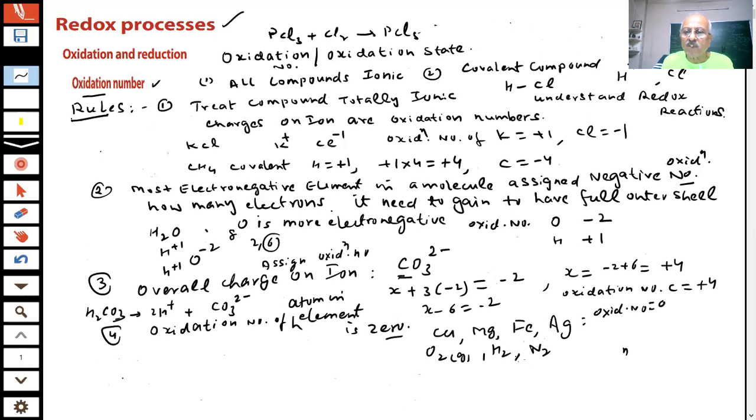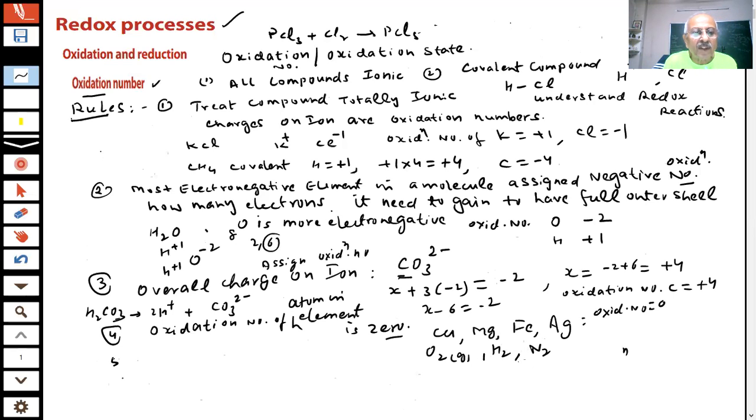So here both the atoms are the same. Student, there is no positive or negative. There is no ion in this. There is no possibility that one nitrogen is positive and the other is negative, because both are the same atoms. So therefore, the oxidation number is 0 in such cases.